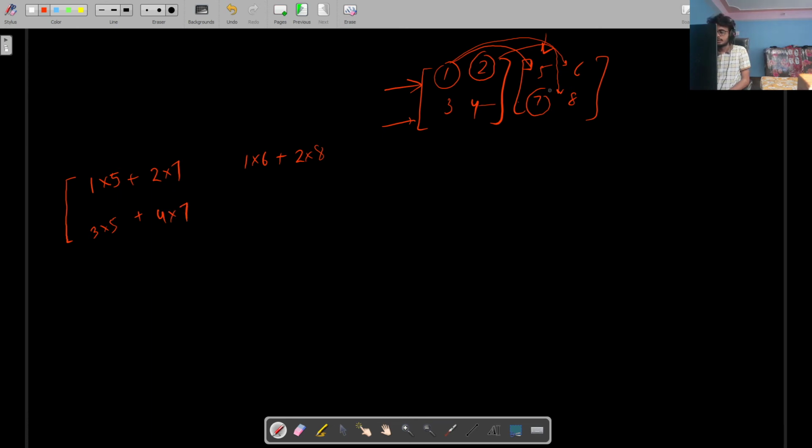Now you did with one column. Now change the column. Keep the row constant. So 6 into 3 plus 8 into 4. So this is your answer.